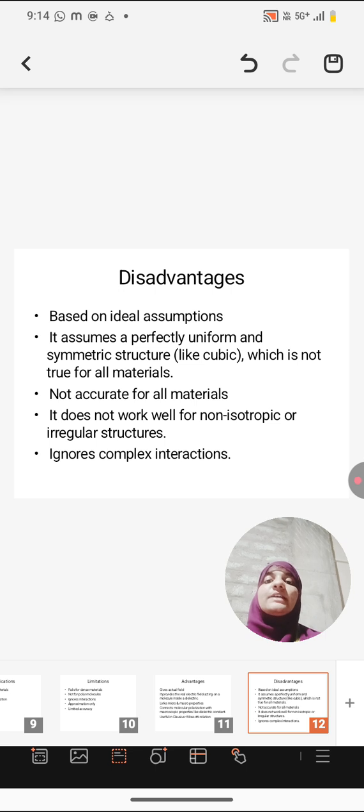Disadvantages. It is based on ideal assumptions. It assumes a perfectly uniform and symmetric structure like cubic, which is not true for all materials. It doesn't suit all materials. It isn't accurate for all materials. It does not work well for non-isotropic or irregular structures. It works only for dielectric materials. It ignores complex interactions.